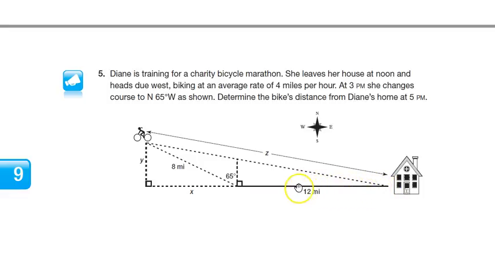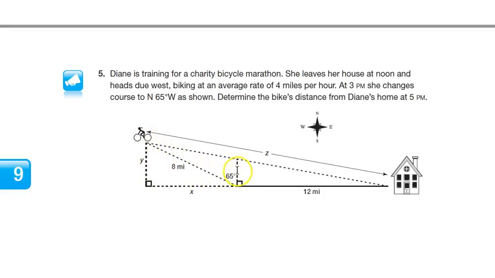The biker rode their bike for 3 hours and 12 miles here, and then rode for another 2 hours, 8 miles there. They want to know what is the total distance. And we know this angle is 65. What we don't know is any of these measurements here, x and y, or this measurement z. Now z is the hypotenuse of this right triangle. And so we've got to find the horizontal distance in this diagram, and the vertical distance that makes up that hypotenuse of 8 miles.